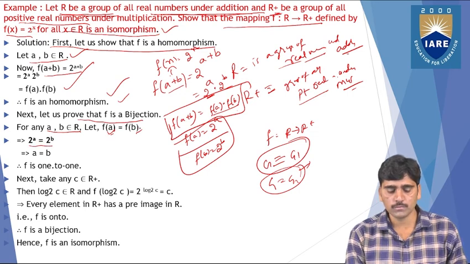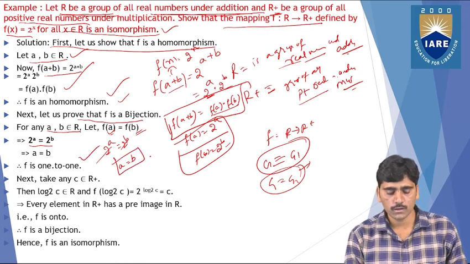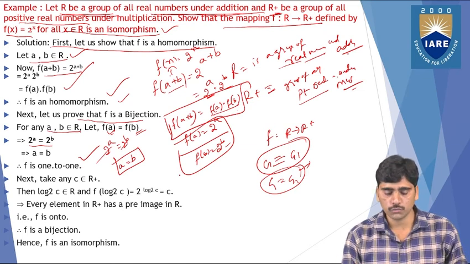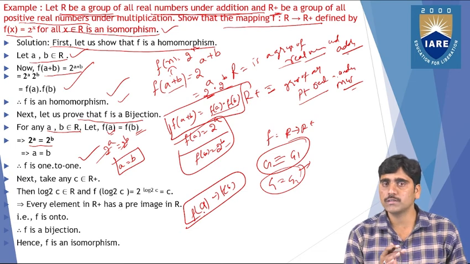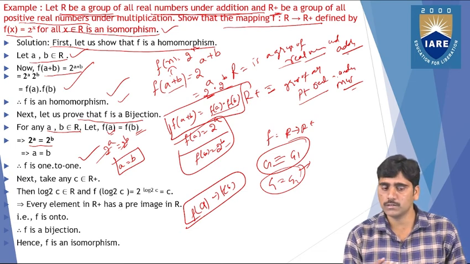So f of a means what? 2 power a, and f of b means 2 power b. So 2 power a equals 2 power b, then you can cancel both 2s here, and you can say that a equals b. Then the function f is 1 to 1. So 1 to 1 is nothing but f of a equals f of b implies a equals b. The order should be the same, but the elements should be different.